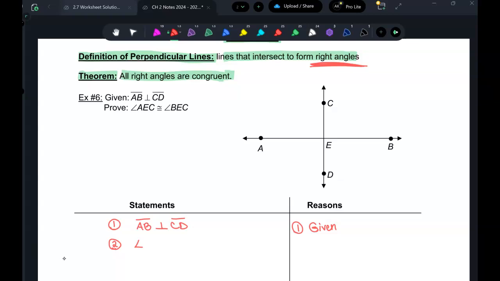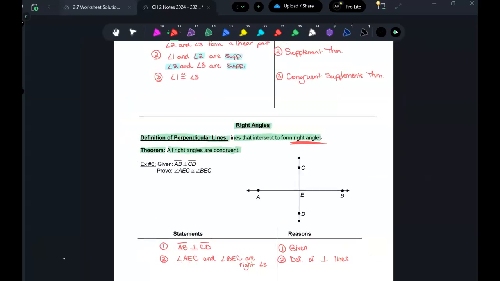What I need you to do is tell me which ones are the right angles. Which ones am I trying to prove? Angle AEC and angle BEC. Could we say E is the midpoint? What if it isn't? Look at the definition here. What were we given? We were given perpendicular lines. What is the conclusion I can make? They form right angles. What right angles am I trying to prove congruent?